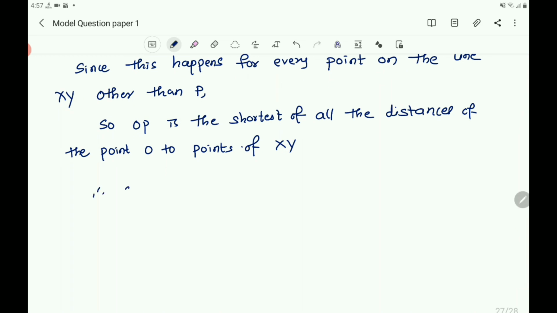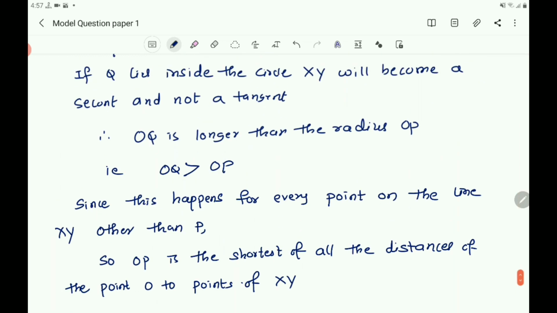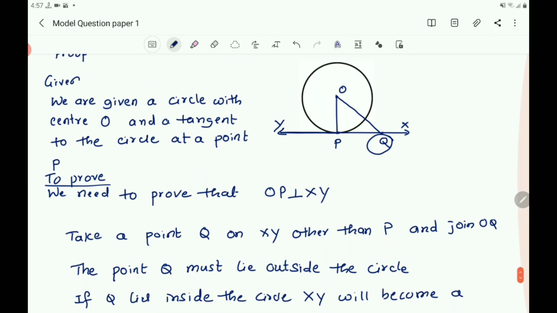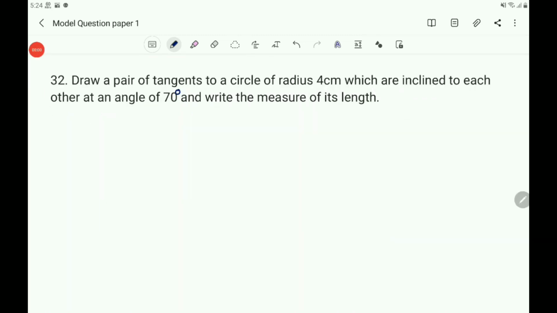Therefore OP is perpendicular to XY, because you know that perpendicular is the shortest distance from a point to the given line. The line which is the shortest from a point to the given line must be the perpendicular to the given line from that point.